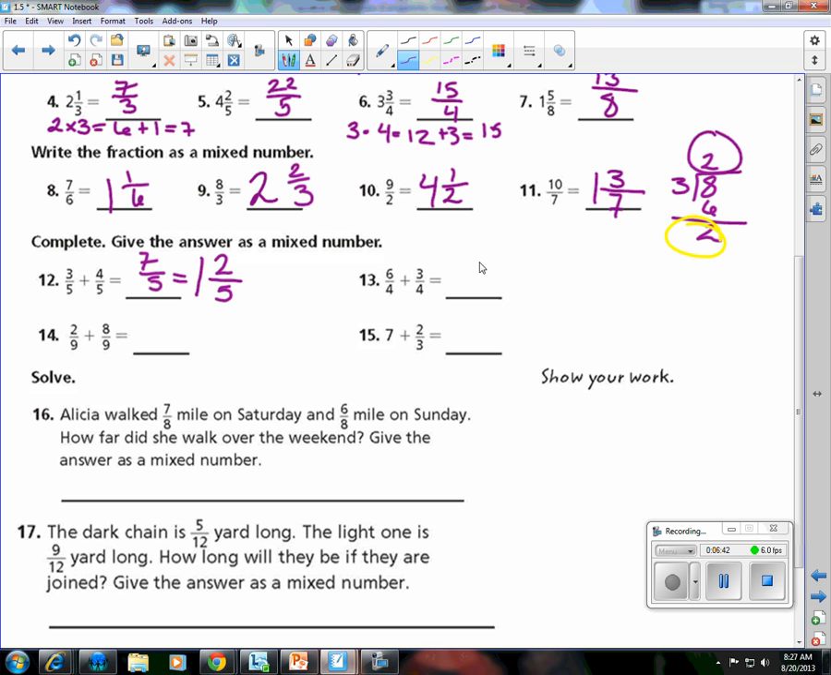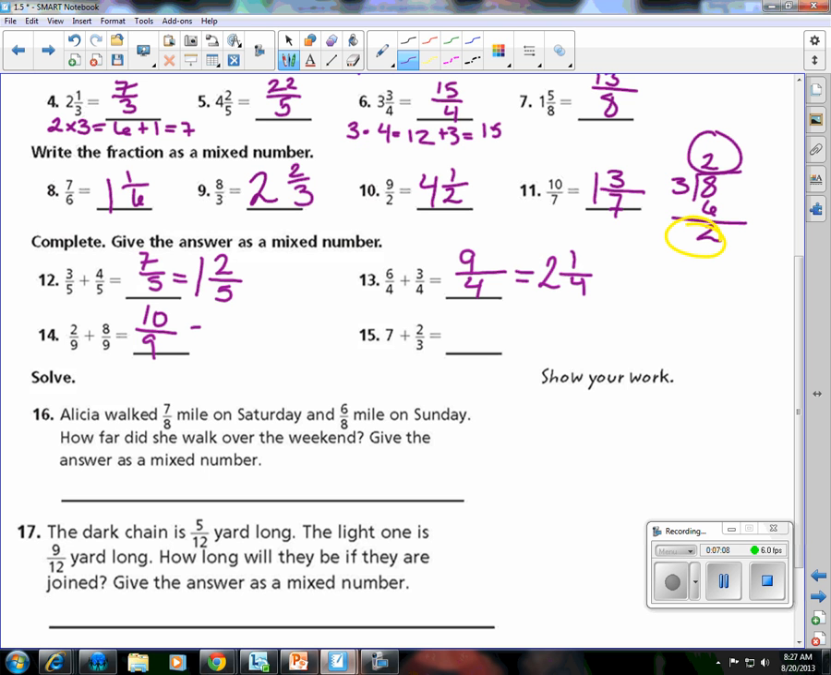6 plus 3 is 9. Because I have a common denominator of 4, I leave my denominator the same. How many 4's can I pull out of 9? I can take 2, right? Because 2 times 4 is 8. And I have 1/4 left over. Okay? 9 is my denominator. I'll leave 9 as my denominator. 2 plus 8 is 10.